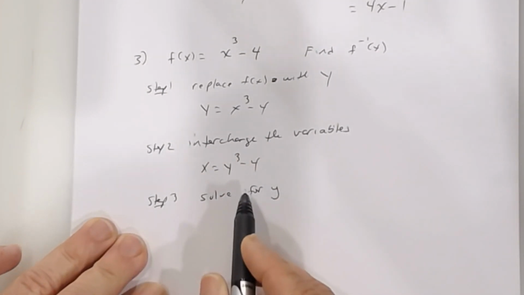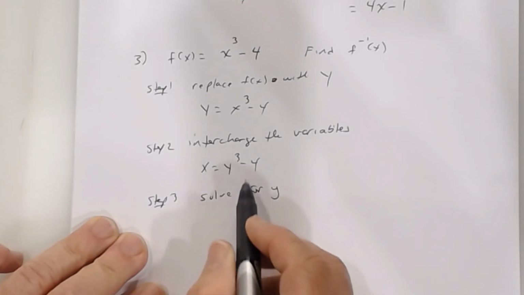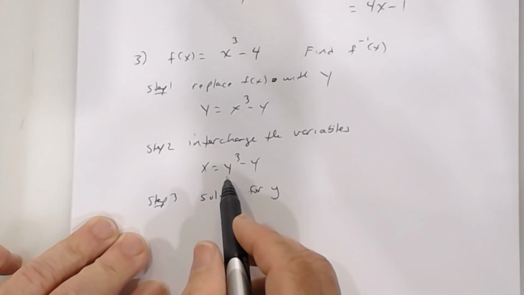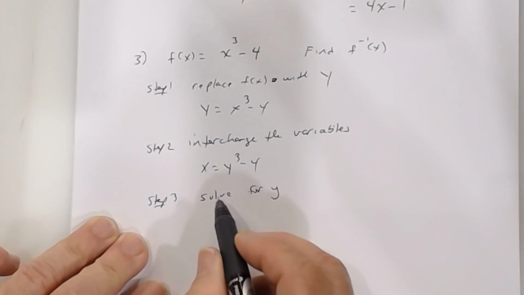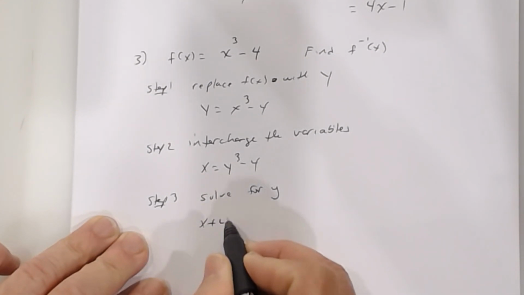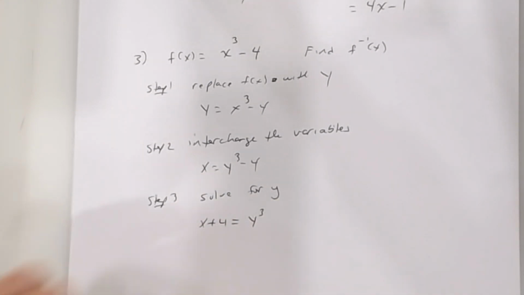All right, so how do you get y by itself? This is the first step. Add 4 to both sides. So I get x plus 4 equal y cubed. And then how do I get y by itself? If right now I'm cubing y, how do I get y by itself? Cube root. So I take the cube root of both sides.